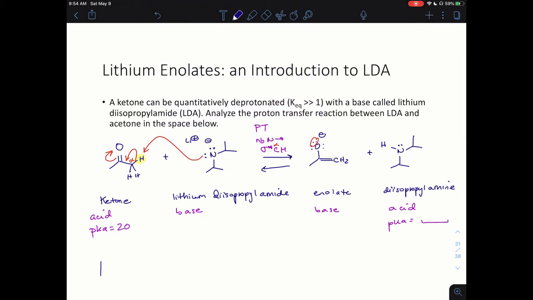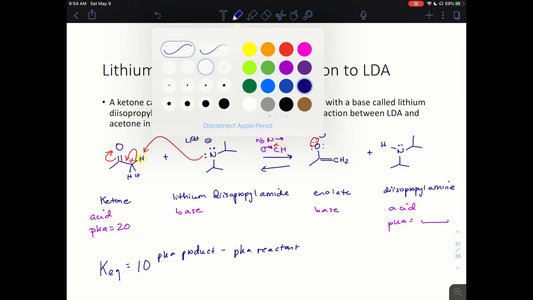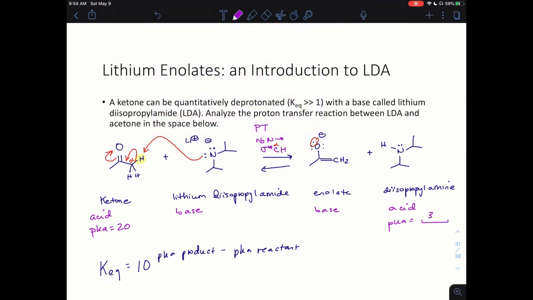Now, to analyze the proton transfer reaction, we need to look at the pKa's of the product acid and the reactant acid. So what do we see? Well, the product acid is an amine, right? So what is the starting place for a pKa of an amine? What do we memorize for that functional group? Yes, you memorize 35. So the equilibrium constant for this reaction will be about 10 to the power of 35 minus 20, or whoa, 10 to the 15.